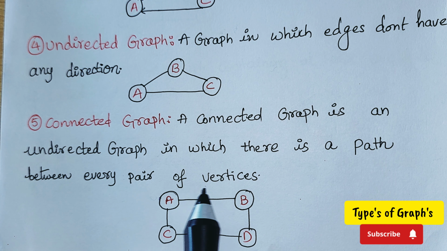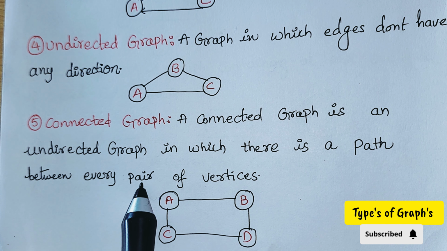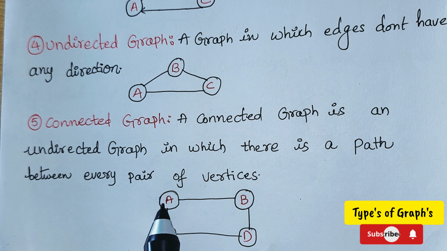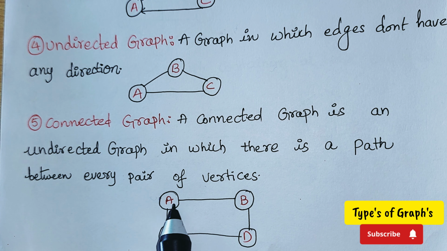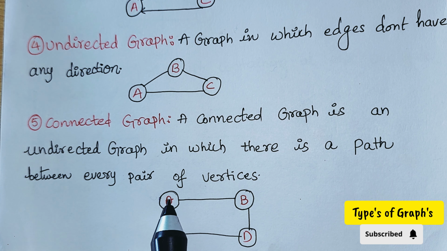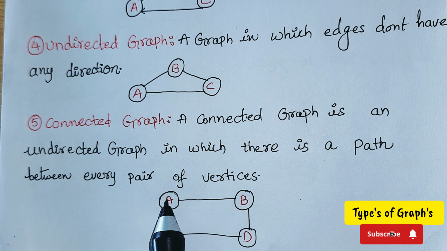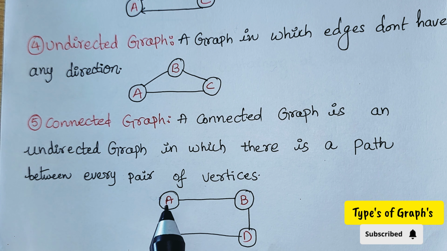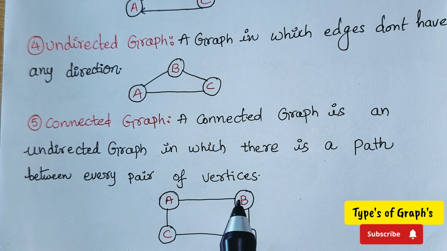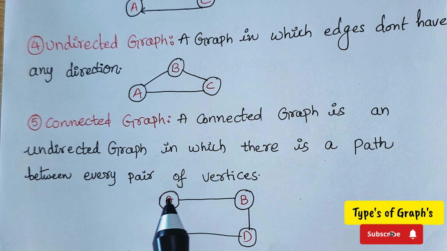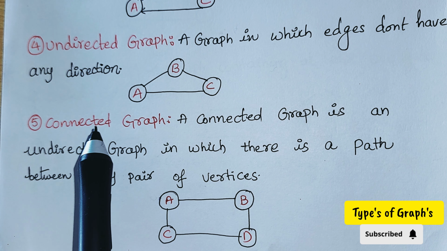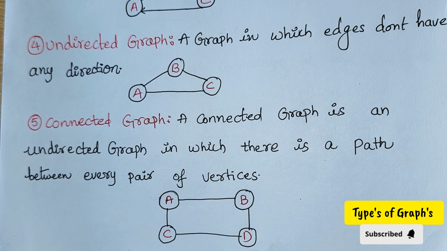So there is a path between every pair. A is connected with B, and connected with C. So it is connected with every pair of vertices. Here A is connected with B and A is connected with C. B is connected with A, B is connected with D. So when there is a path between every pair of vertices, this is called a connected graph.